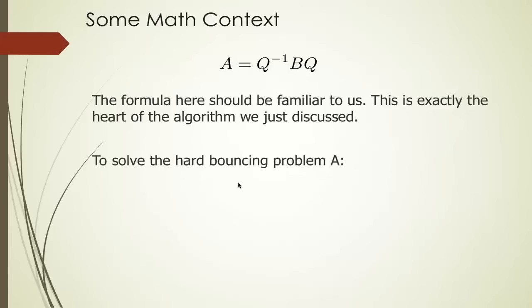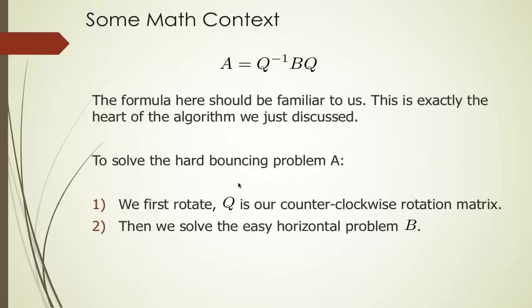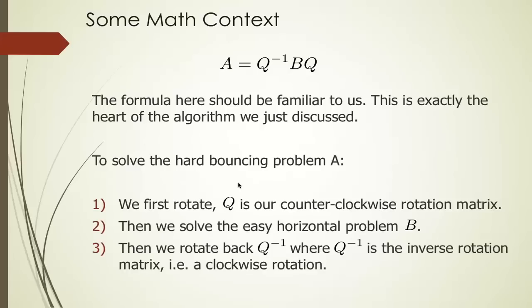If I let A be the hard bouncing problem, the bouncing problem with the inclined plane, then this formula tells you how to solve the A problem. You first rotate so that the ground is level. That's Q, the counterclockwise rotation matrix. Then we solve the easy problem, which is B, bouncing on the horizontal plane. And when we solve that, we just rotate it back, which is Q inverse, to get the original answer. That's exactly the heart of the algorithm that we just went through.